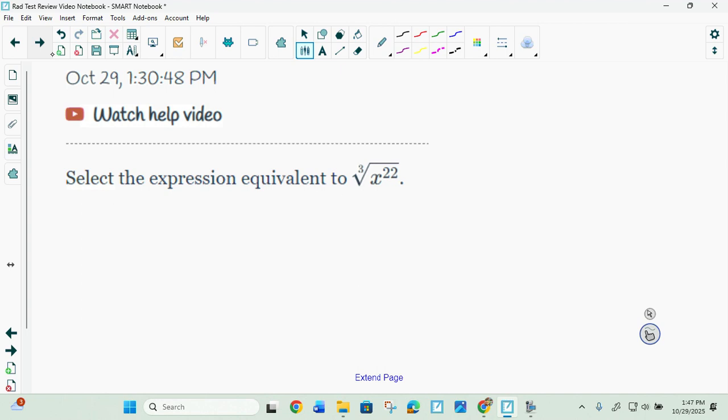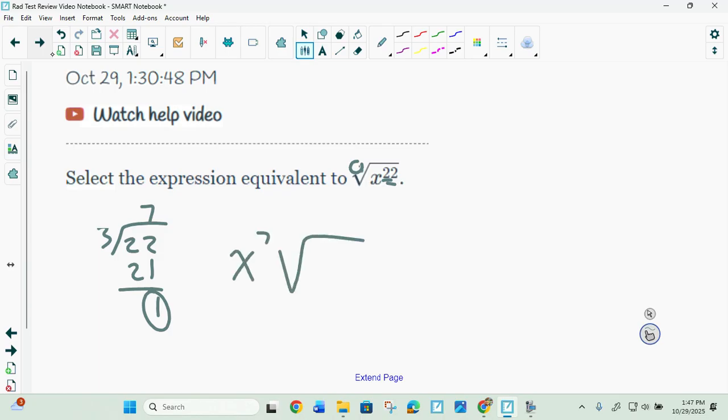All right. Still doing the same thing. How many groups of 3 are there in 22? Well, 3 goes into 22, you could even write it this way, 3 goes into 22 7 times, right? How many left over? 1 left over. So the x to the 7th comes out, and there's 1. We have groups of 3. There's 1 left over, and that's our answer.